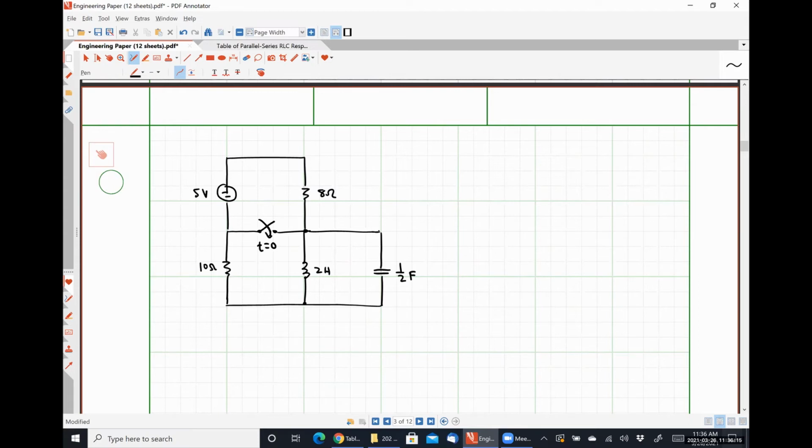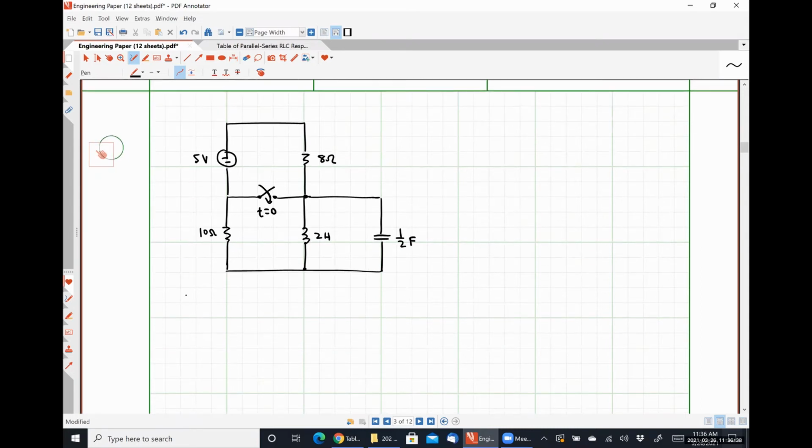Start there. All right. So our first step is always going to be to calculate alpha and omega naught and determine whether we have an overdamped system, a critically damped system, or an underdamped system. Because if we don't do that, we have no idea what direction to head, okay? So let's just write that down. Step 1, calculate alpha and omega naught.